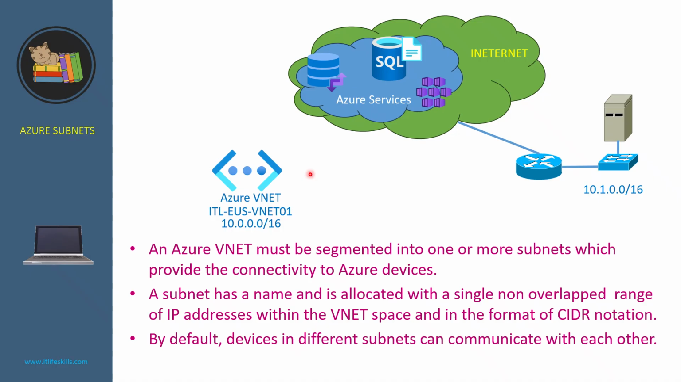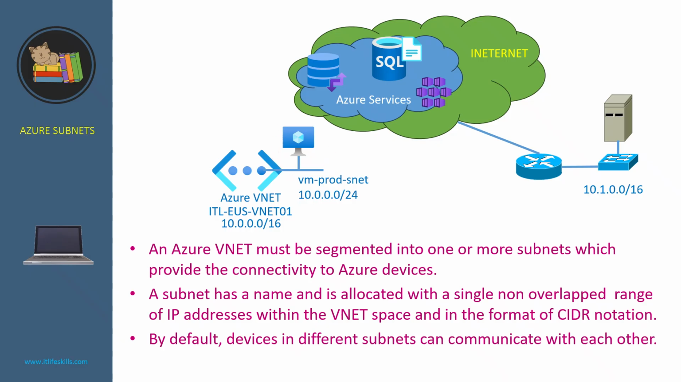For example, in this Azure VNet, we create a new subnet named vm-production-snet, and we assign an IP address range 10.0.0.0/24. As you can see, this address range is within the VNet space. Now we can create a new VM and connect it to the production subnet.